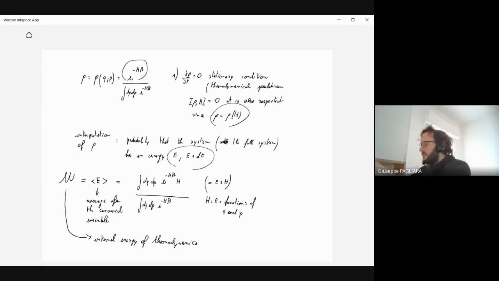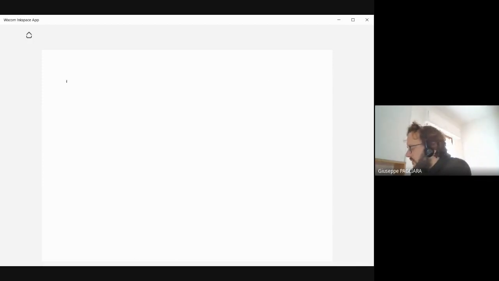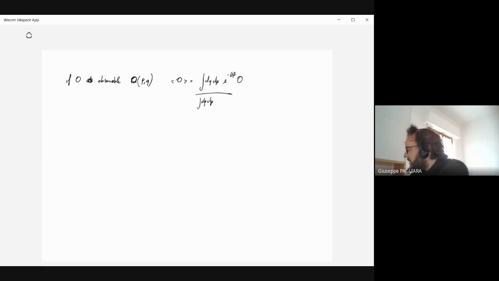I can construct the ensemble average of all the possible observables. If I have O, which is an observable, in principle a function of p and q, the ensemble average of O is just, again, as before, dq dp e to the minus h beta O divided by dq dp e to the minus h beta. Okay, so this is the average over the ensemble of a certain observable O, which depends on the microscopic variables.